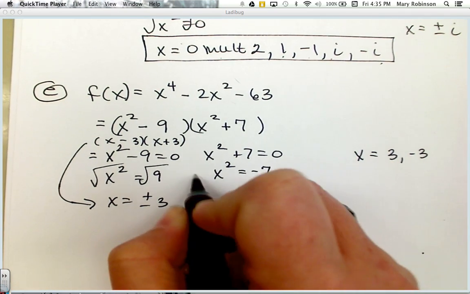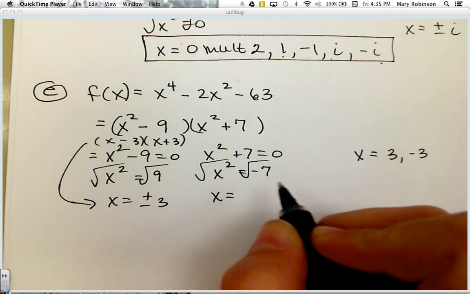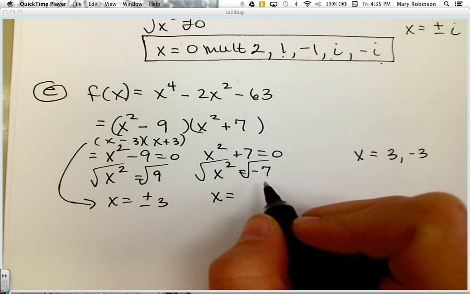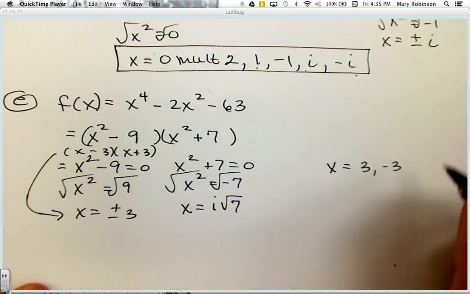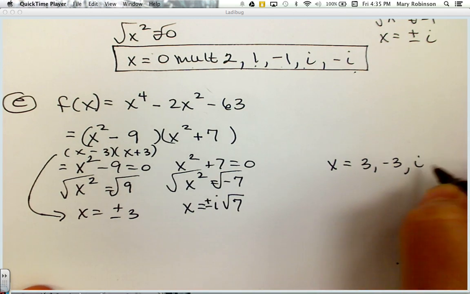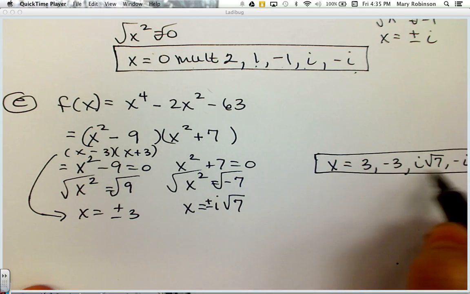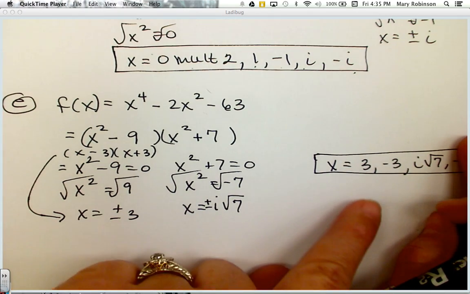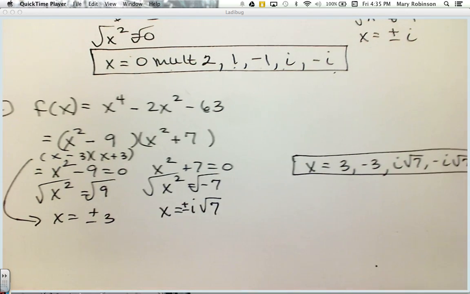If you subtract 7, then take the square root of both sides. 7 is a prime number. We can't simplify that any further. However, it is negative, so we can make that i square root of 7. So our solutions should be 3, negative 3, and, oops, sorry, I forgot my plus or minus, i square root of 7 and negative i square root of 7. So if for some reason, like I just almost made the mistake of only putting the positive, your check is to make sure that if it's degree 4 that you have 4 solutions listed, and that might help you catch a mistake like that.